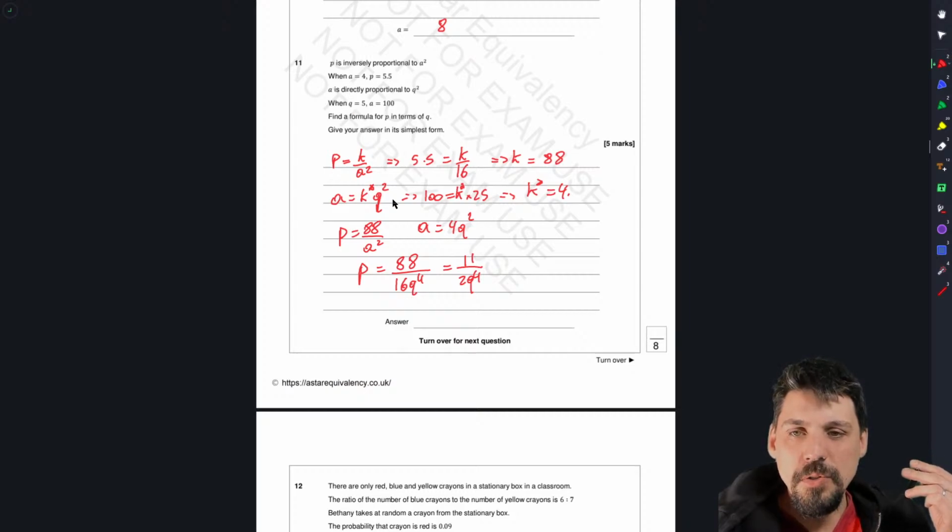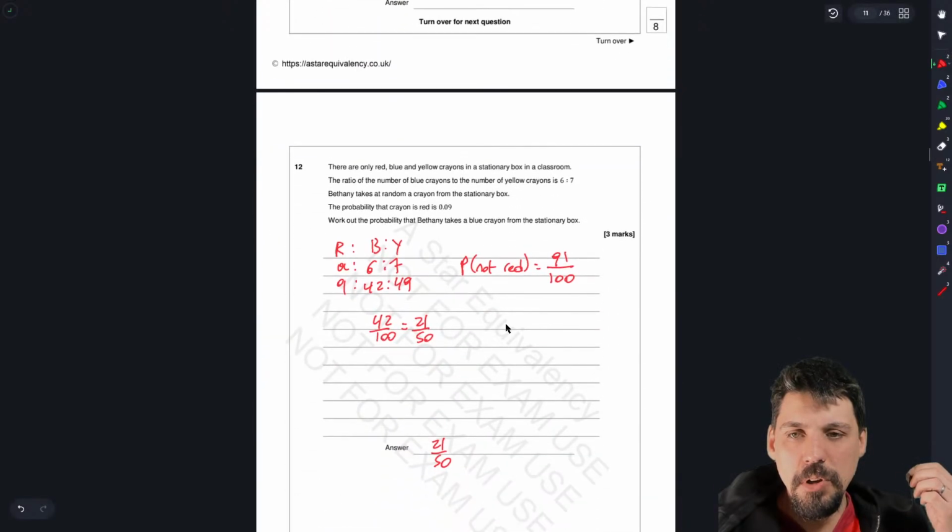A is directly proportional to q squared. A equals k star q squared, 100. So that's got to be 4 times 25, so that's fine. So 4q squared, 88 over 16 divided by 8. Yeah, I'm going with that. Quite chuffed with this one, actually.